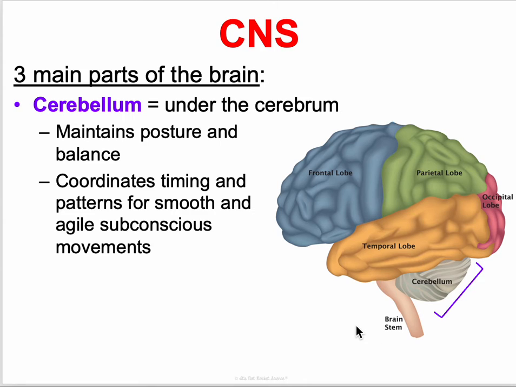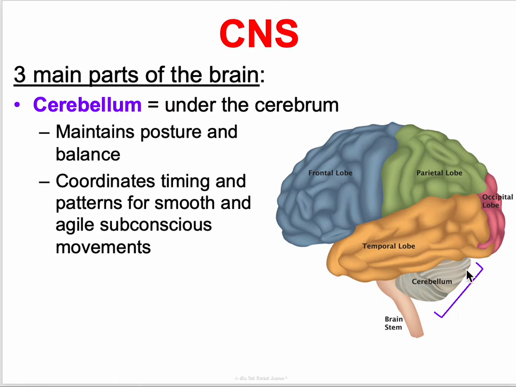Next part of the brain is going to be the cerebellum, which is this little section right here underneath the cerebrum. The cerebellum is super important because it is going to help maintain posture and balance, and it also helps with coordinating timing and patterns that help us maintain smooth and agile subconscious movements, so you're not thinking too much about a simple task like walking.